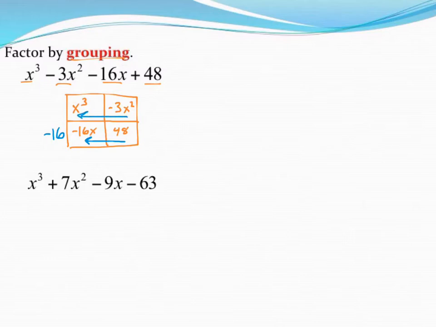Across the top row, those both have an x squared in common. And then do the same vertically, so look up and down columns and look for more greatest common factors. So x to the third and negative 16x have an x in common, and then finally these two terms can both be divided by negative 3. Remember, you always want to match signs on the outside. All right, your factors are then going to be x minus 3 and x squared minus 16.